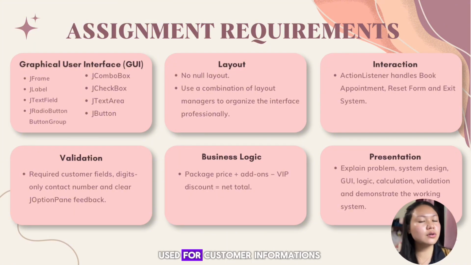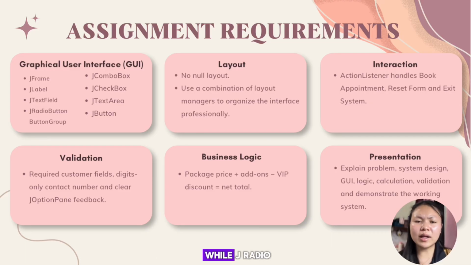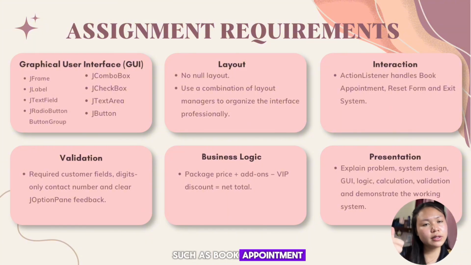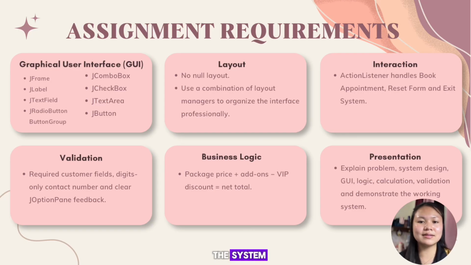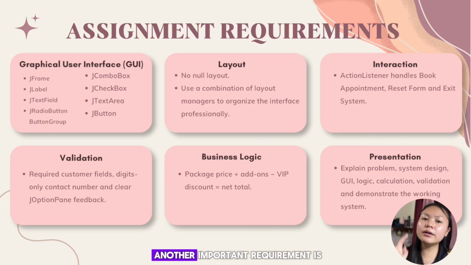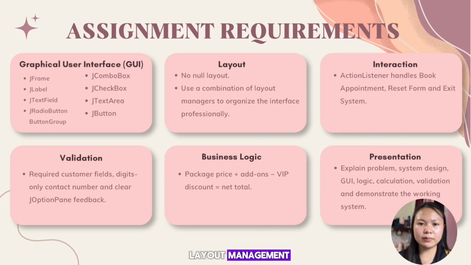JTextField is used for customer information, while JRadioButton and ButtonGroup are used for membership selection. JComboBox is used for selecting the treatment package, and JCheckBox is used for selecting optional add-on services. JTextArea is used to display the booking receipt, while JButton is used for actions such as book appointment, reset form, and exit the system. Another important requirement is layout management.